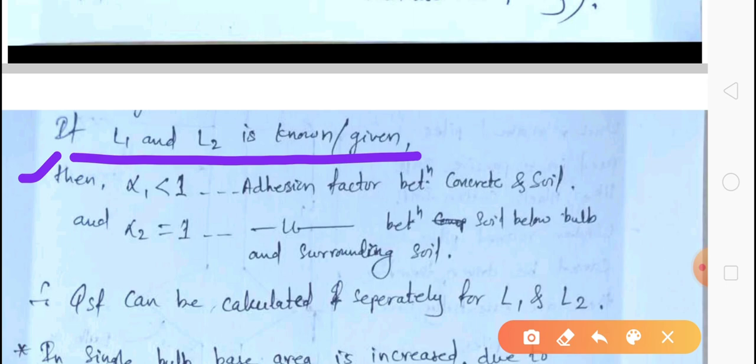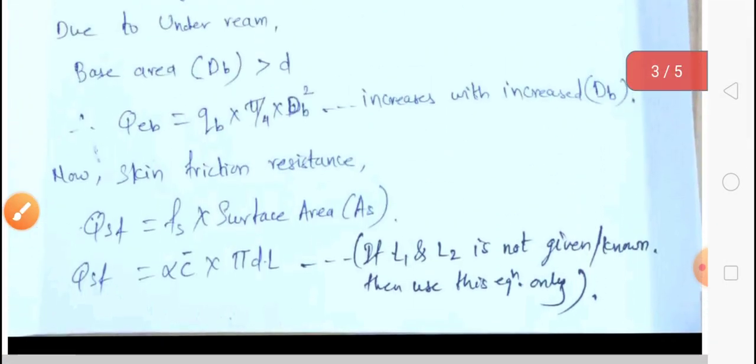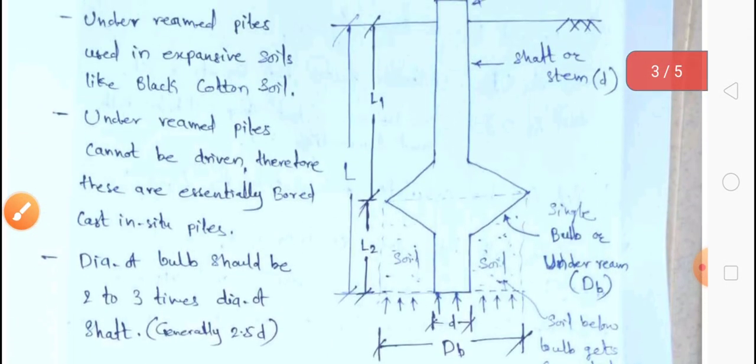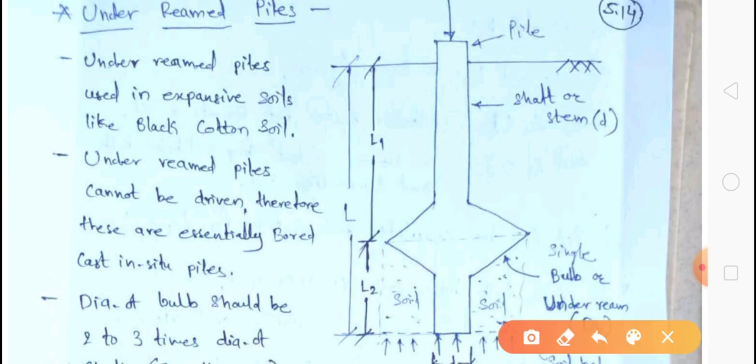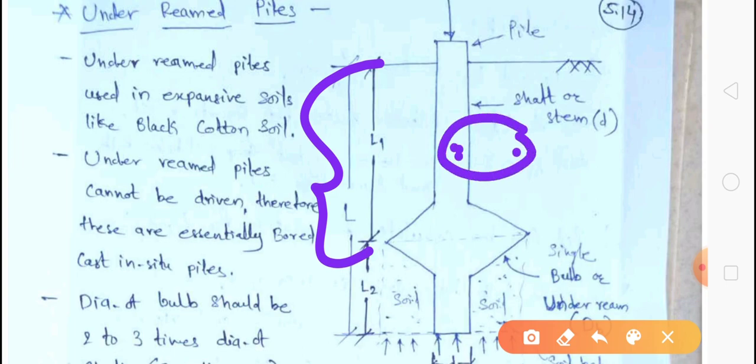What is alpha? Alpha is the adhesion factor. So alpha 1 is less than 1, the adhesion factor between concrete and soil. If you look at the diagram again, why is alpha 1 less than 1 for L1? Because here there is a contact between pile and soil. This is the contact surface.